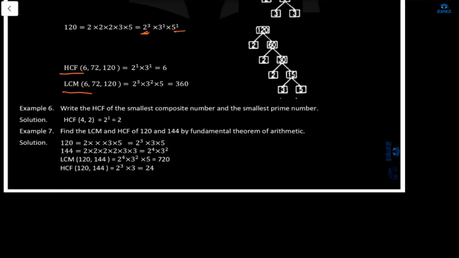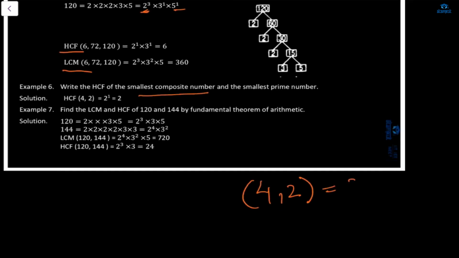Write the HCF of the smallest composite number and the smallest prime number. In this question, one question is already hidden. First, you have to find the smallest composite number, that will be 4, and then the smallest prime number, that will be 2. After that, you have to find the HCF. So the highest common factor will be 2 only.